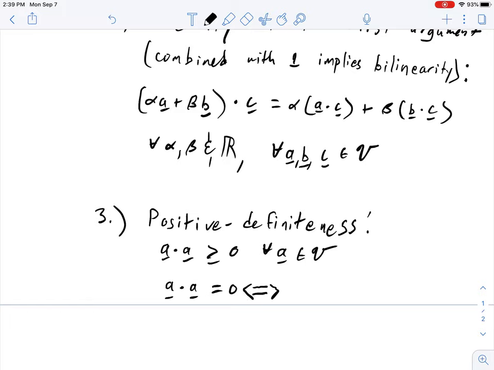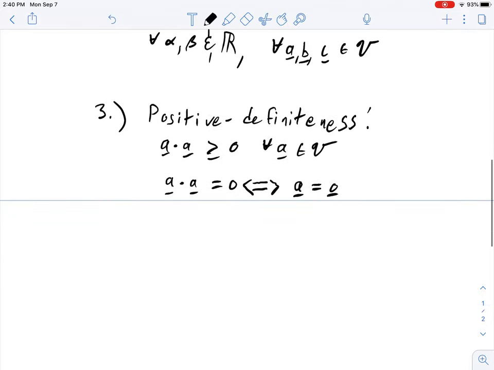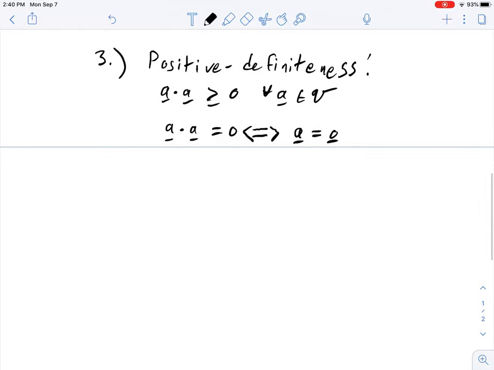This implies that going both ways, so the double line with an arrow one way would be implies that, and the double arrow the other way is also implies that. So A dot A equals scalar 0 if and only if vector A is equal to vector 0. So in other words, if A dot A is equal to 0, then A has to be equal to vector 0, and vector 0 dotted with itself equals scalar 0.